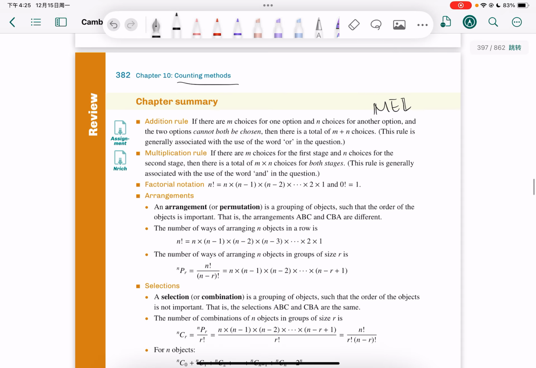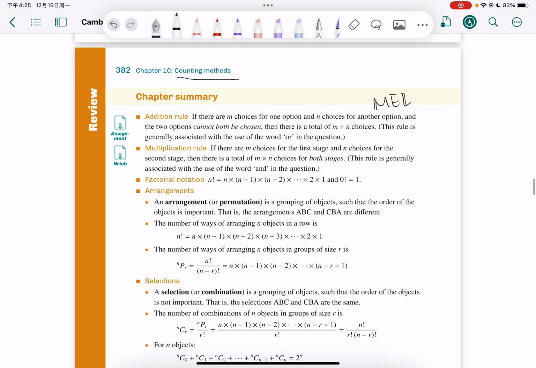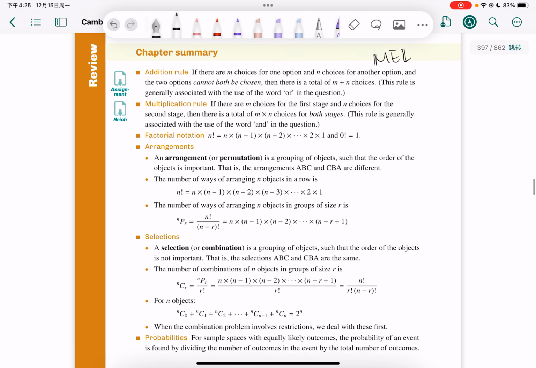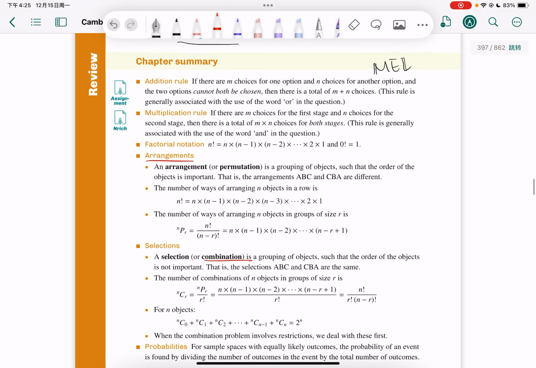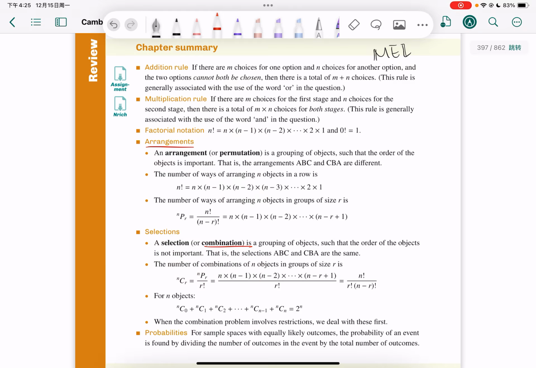This is the Math Methods VCE subject, units 1 and 2. So this chapter is about arrangement and combination. These are the two main things for this chapter, and we'll also mention the addition rule and multiplication rule, which correspond to the word "or" and the word "and". Okay, let's go through bit by bit.